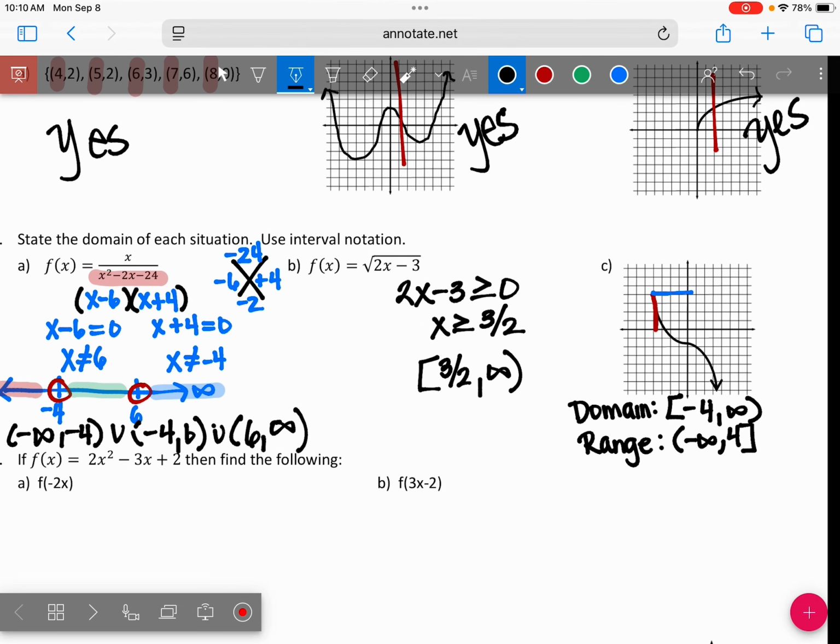And again, it did not ask for the domain for C, but it didn't ask for the range for C. I just had to talk about it because I just couldn't help myself.